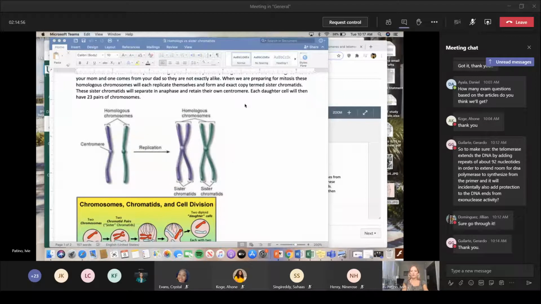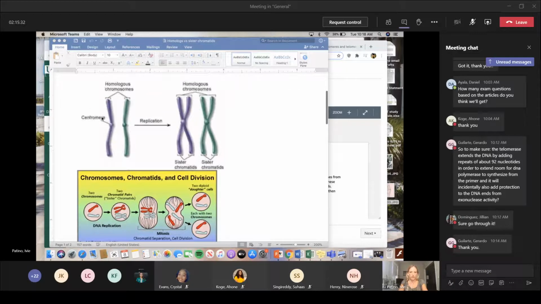When we're preparing for mitosis, these homologous chromosomes will each replicate themselves and form an exact copy termed sister chromatids. So when we're preparing for mitosis, we need to have a copy of that chromosome from your mom and your dad for the new daughter cell that we're making. So that's why they will exactly duplicate themselves, and that's what we term those sister chromatids. These sister chromatids will separate in anaphase and retain their own centromere. Each daughter cell will then have 23 pairs of chromosomes.